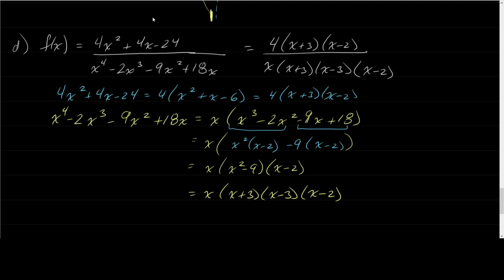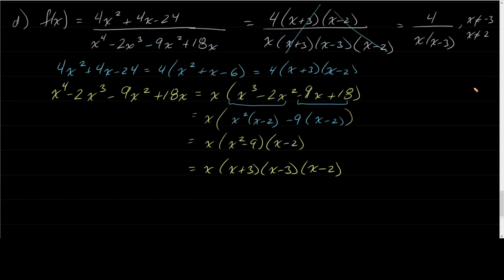Well, notice that some of these things essentially cancel each other out. What we're left with is just 4 over x times (x minus 3), as long as x does not equal negative 3 and x does not equal 2. All right. So now let's see what we found so far.